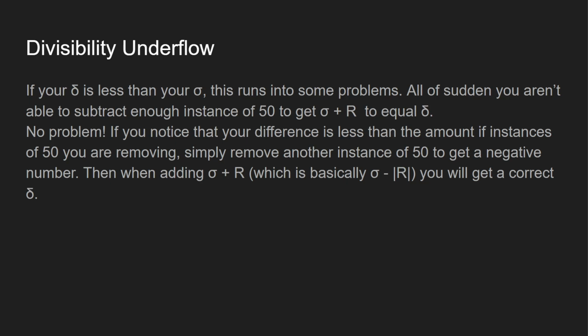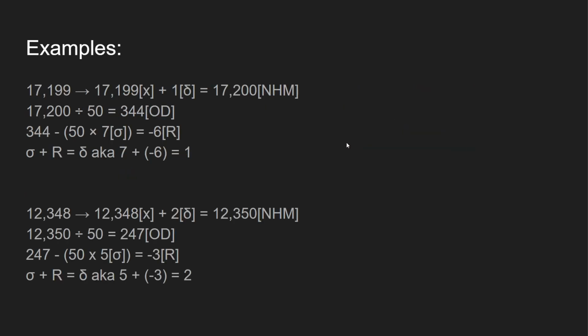But that's okay, there's no problem. If you notice that your difference is less than the amount of instances of 50 that you're removing by, aka if you realize that your delta is less than your sigma, aka you're subtracting more instances of 50 than the difference, simply remove another instance of 50 and you get a negative number. And that totally works because all you need to do is continue what we were doing, add sigma plus r, which in this case is essentially doing sigma minus the absolute value of r, and you will get the correct delta. So here's a couple of examples.